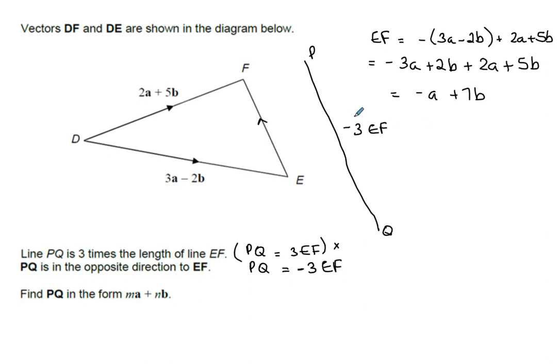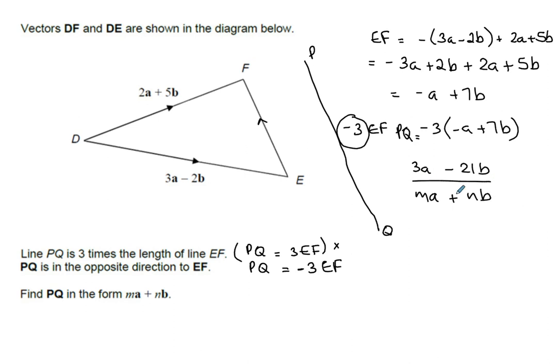Now we just have to apply that factor to that. So we're going minus 3, and then minus A plus 7B, and that will be PQ. Minus times minus is positive, so we have 3A minus 21B. Can you tell we've got it in the form of MA plus NB? And if they asked us for the values, M equals 3 and N equals minus 21. That's your answer there.